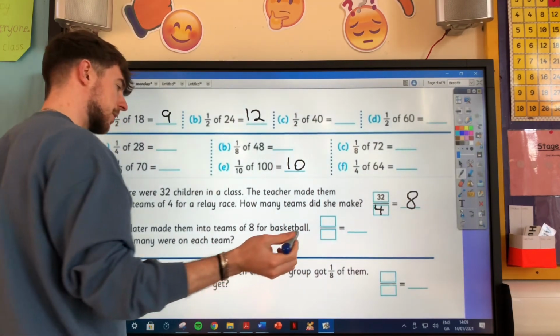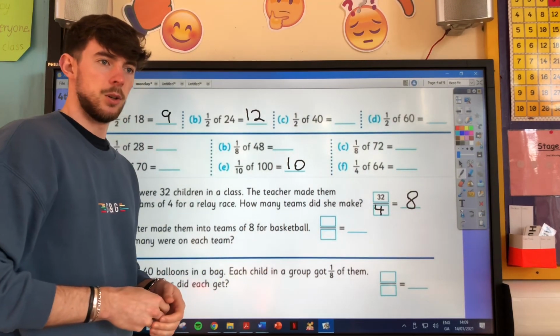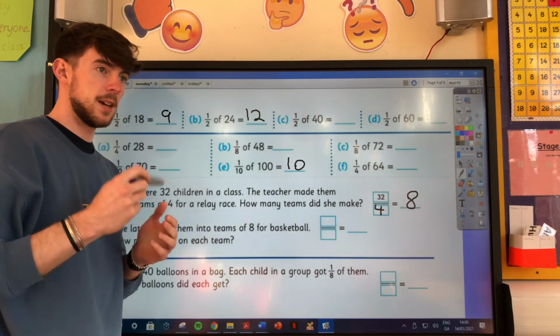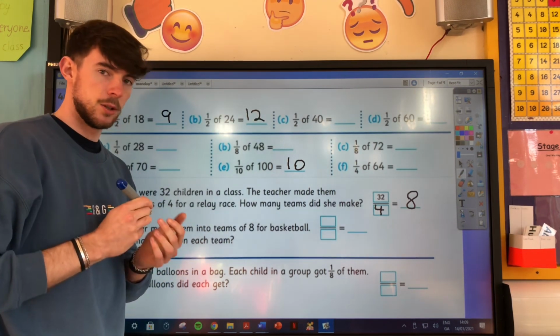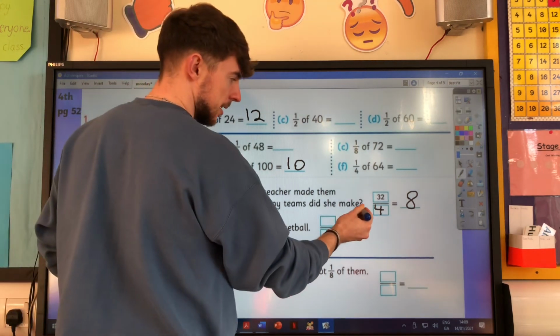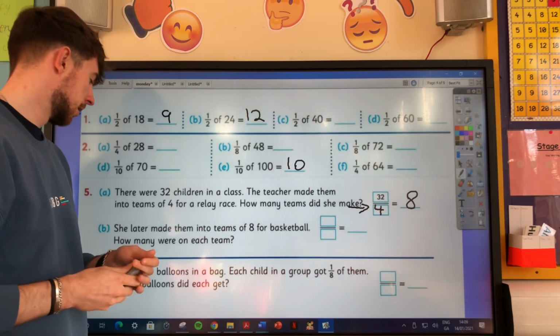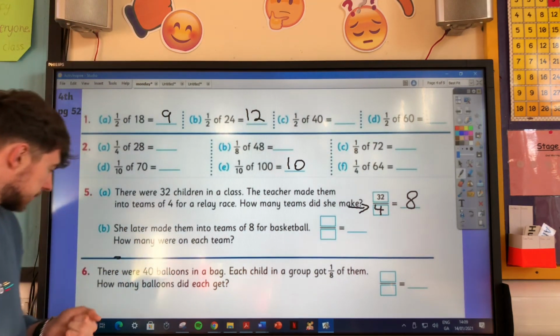So we're looking for teams of 8 now. So has the size of the class changed? No. Has the size of the teams changed? Yes. So where do we put the size of the teams inside here? Right there. So you should know exactly where to put the new number. Alright? Okay, and question 6.